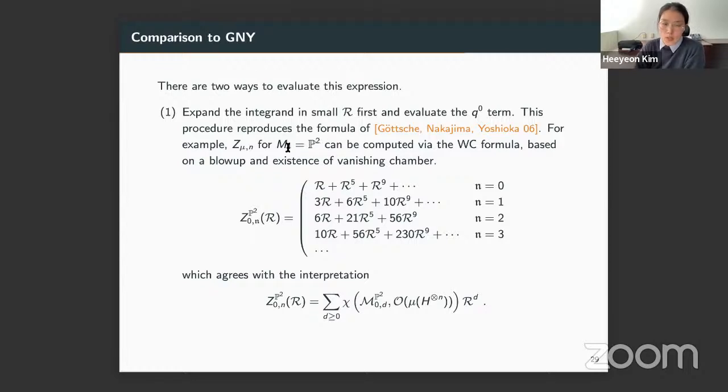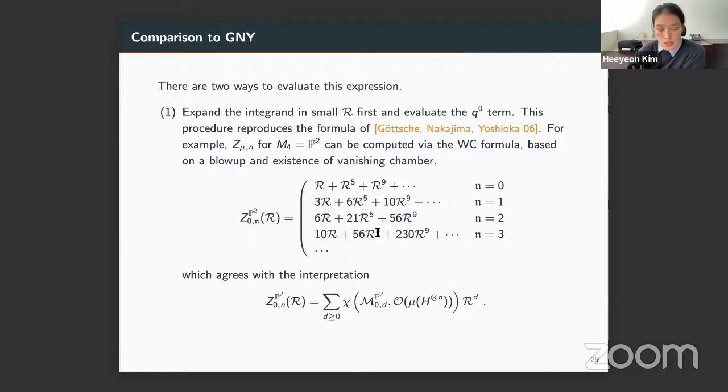For example, for the case where M4 is P2, you can compute the partition function based on a line of argument. First of all, you can blow up, and you can argue by the existence of a vanishing chamber, and compute the partition function on P2, which can be written in the following nice way. One thing I want to mention here is that there is some nice duality, or symmetry, along this diagonal line. There are certain dualities here that we can observe, which roughly speaking exchange the instanton number and the flux that corresponds to the choice of the t'Hooft flux. And it'd be interesting to see if there is any physical interpretation of this sort of duality.